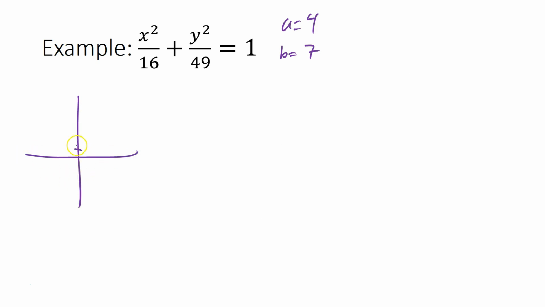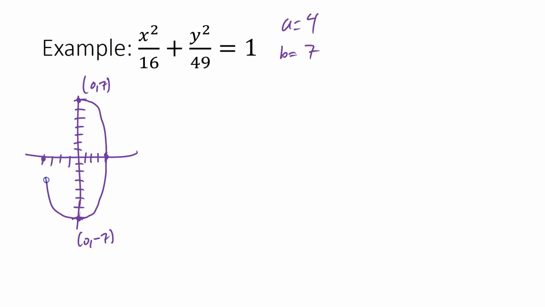So we're going to go up 1, 2, 3, 4, 5, 6, 7. Down 1, 2, 3, 4, 5, 6, 7. Left and right, we're going to go 4. 1, 2, 3, 4. 1, 2, 3, 4. Dots everywhere. So this time the vertices, remember always at the end of the major axis, are at 0, 7 and 0, negative 7. So we're going to connect the dots. Remember going straight out and straight in, straight out and straight in. I'm not going to grade you on your art, but it should look like an ellipse, right? Kind of looks like a potato.